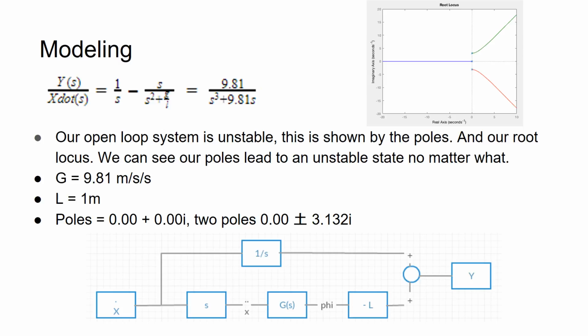Now looking at our poles, you can see we have 3 different poles, which is what we'd expect from our function. Looking at just the poles specifically, you can't tell whether the system is stable or unstable. But when you look at the root locus, you can tell the system is unstable based on the fact that the poles move towards the right half plane. To fix this, we'll need to add zeros later on.